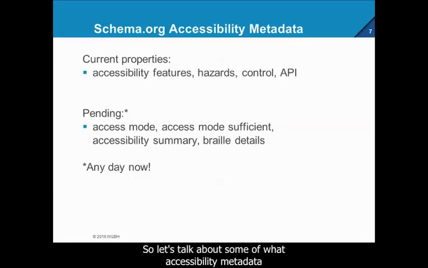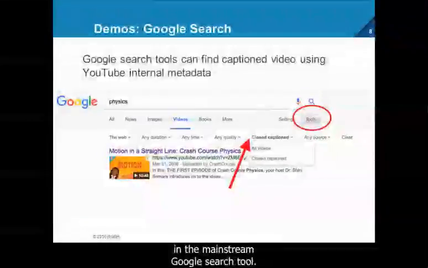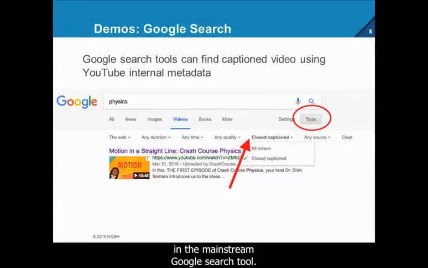So let's talk about some of what accessibility metadata is useful for. Here's an example that's available right now in the mainstream Google search tool. In Google search right now, you might have stumbled on this, you can use the search tools to search for closed caption videos. And I think I'll show you what that looks like. Let me start sharing.